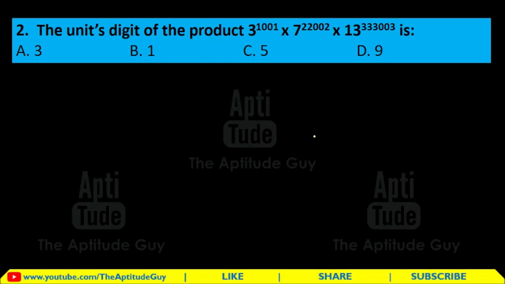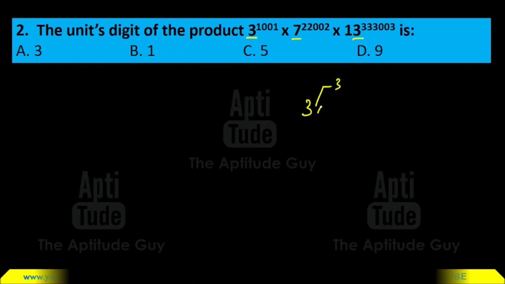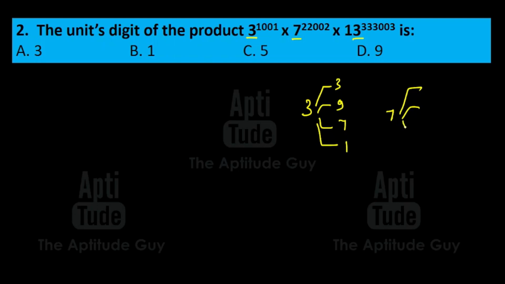Alright, let's do this. Now, what are the base values in this question? We have 3 and we have 7. So first, let's write down the power cycles of 3 and 7. 3's power cycle is 3, 9, 7, 1. And 7's power cycle we did in the previous question itself. We have 7, 9, 3, 1. Okay, let's simplify this now.